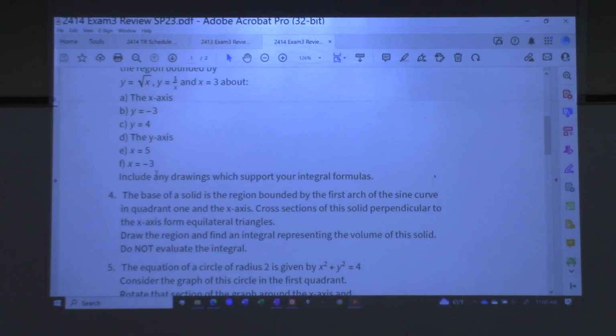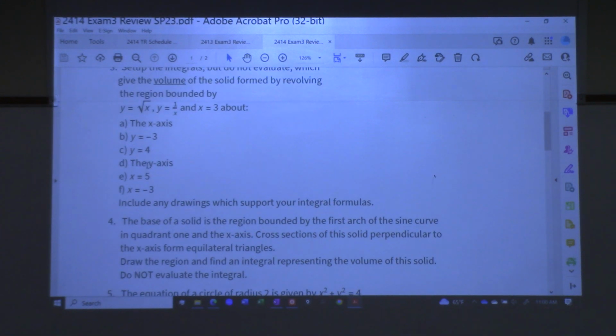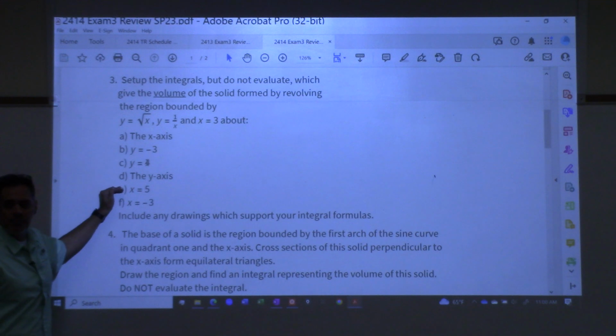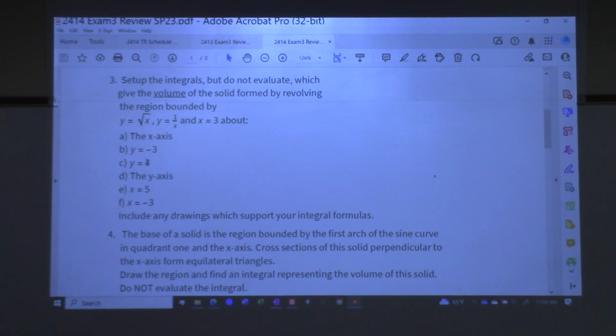I also ask you to put any drawings to support your integral formulas. Those are kind of like right or wrong problems, right? I'm not asking you to evaluate the integral, but if you put x minus 2 instead of 2 minus x, then that's wrong. I won't take it completely like 0, but since I'm not asking you to evaluate them, you really need to understand the setup. So make sure you're comfortable with that concept.